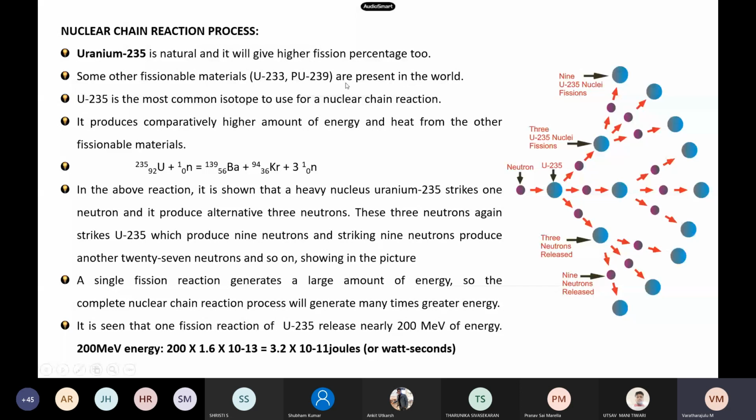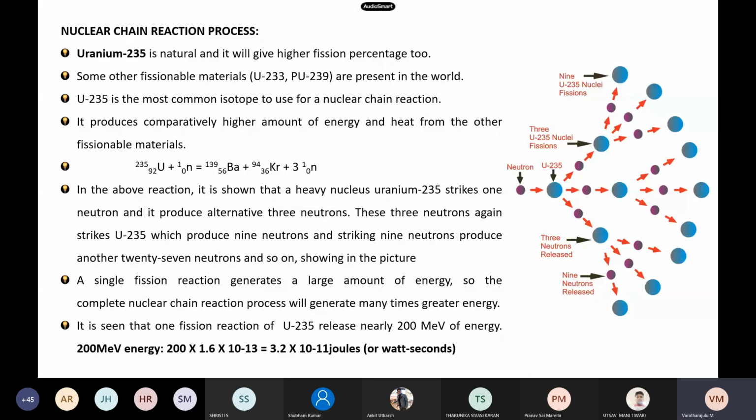I have already explained this in a descriptive way. The heavier nucleus uranium 235 is struck by one neutron, and it produces three neutrons. These three neutrons again strike U-235, which produces 9 neutrons, and striking 9 neutrons produces 27, and so on. This is what is illustrated in this particular picture.